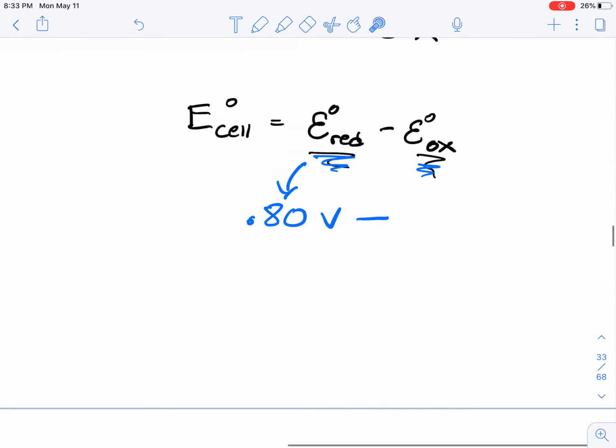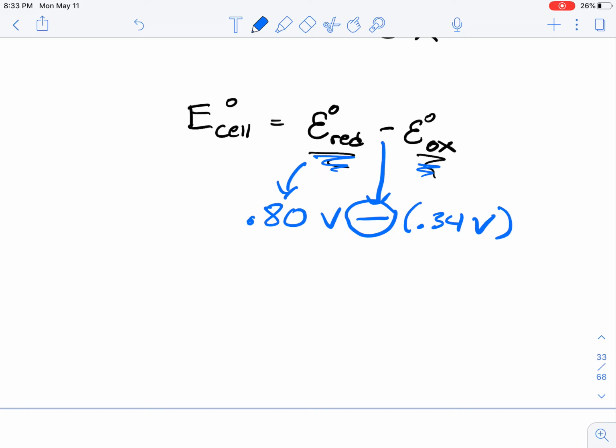But how I'm going to write it into this equation is going to be just the positive first, so positive 0.34 volts. This minus sign, that's innately part of the equation, is going to convert the reduction potential into the oxidation potential. So I don't even have to think twice about it.